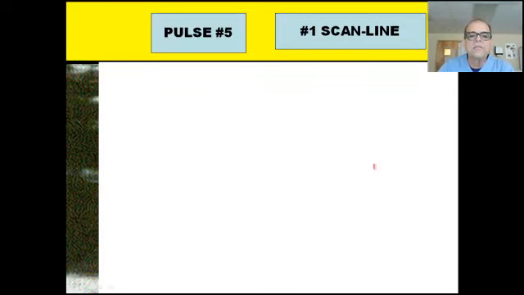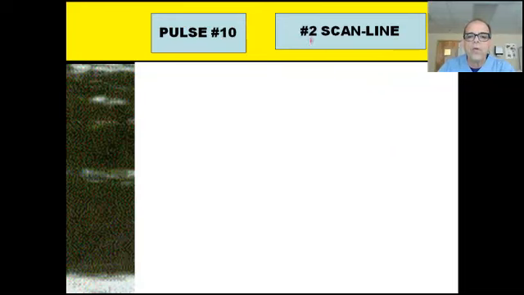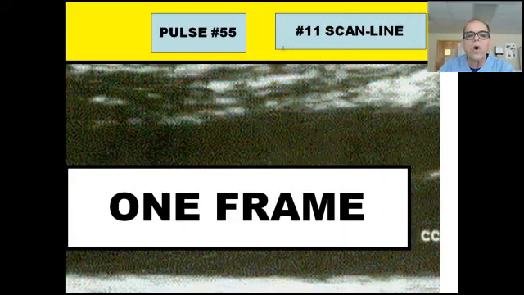Looking here, in this moment the machine needs 5 pulses to produce only one line. As the pulse repetition frequency is the same, that means that the frame rate comes down. Number of pulses and frame rate are inversely proportional. 10 pulses to produce 2 lines, and it continues until the machine, to produce 11 lines, needs 55 pulses to produce one frame.